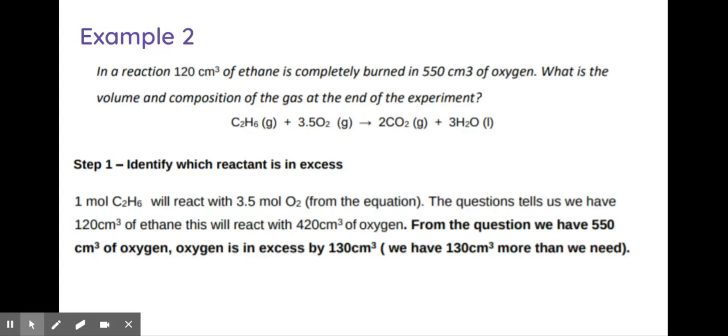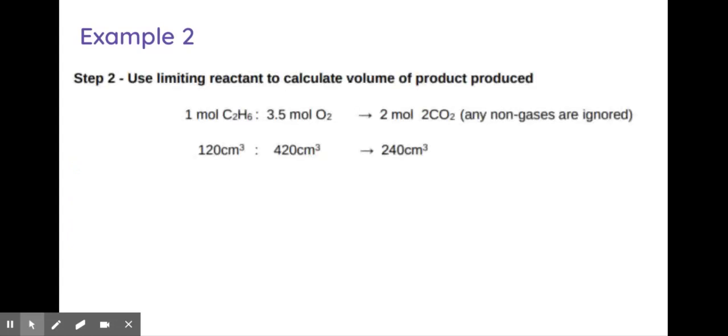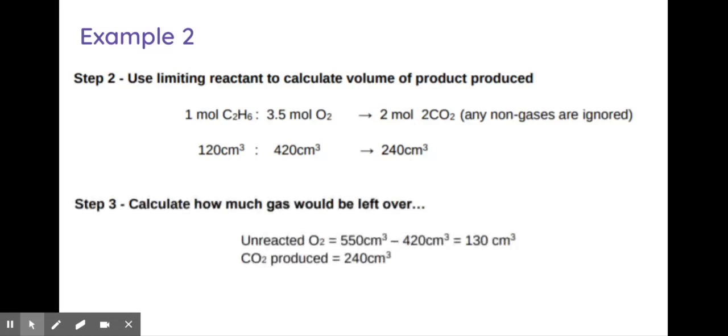Now that we know that the oxygen is the reactant in excess, then we can use the ethane and the carbon dioxide in a mole ratio to determine the volume of the product produced. So step 2, if 1 mole of ethane, 120 centimetres cubed, produces 2 moles of CO2, then that's going to be 240 centimetres cubed.